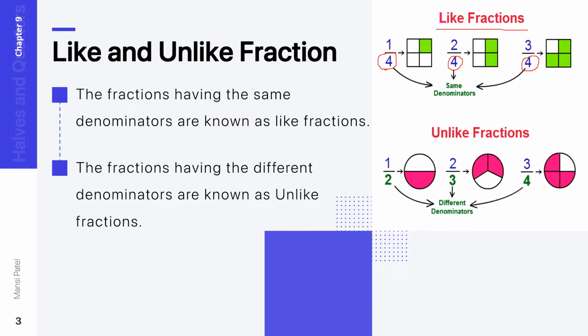Now what are unlike fractions? If the denominator is different. See here, in the first one, 1/2, the denominator is 2. Then in 2/3, the denominator is 3. Then in 3/4, the denominator is 4. In all these three different fractions, the denominator is different. So those fractions are known as unlike fractions.